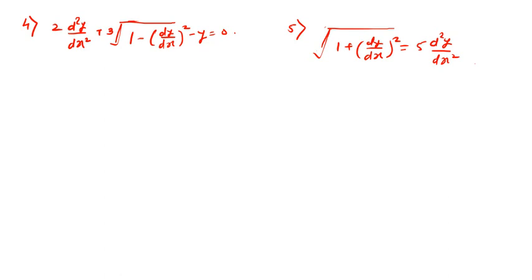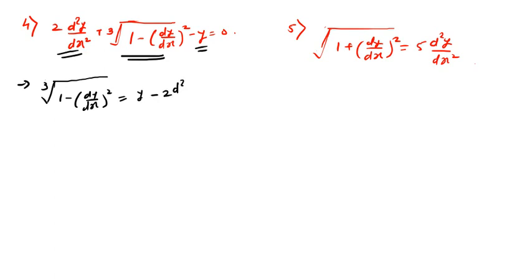In this example, we have a term like this, so we can rewrite this equation. This will be the third root of 1 minus dy by dx square is equal to, I will take this minus y to the right side, that will be plus y, and this term to the right side, that will be 2 times d2y by dx square.